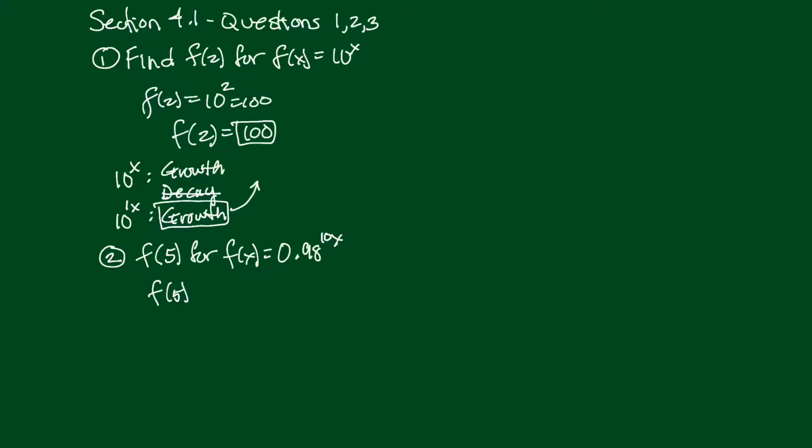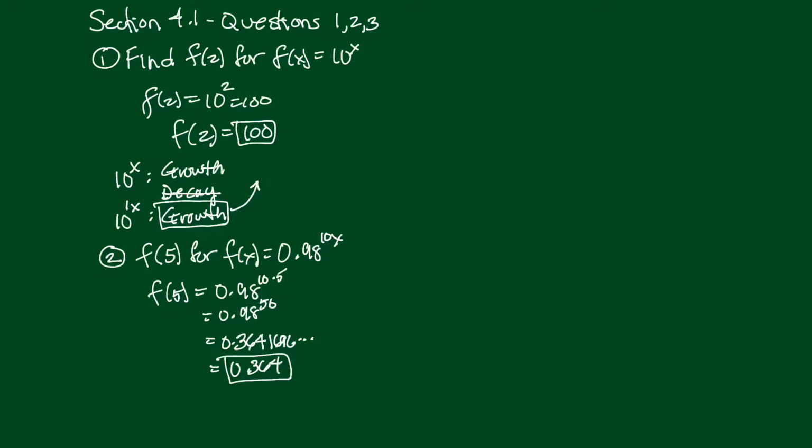So that will give us f of 5 equals 0.98 raised to the 10 times 5. So that's 0.98 raised to the 50th power, and my calculator is giving me, when I do this, 0.364169, and so on. But what we're asked to do here is to round to 3 decimal places. So I'm going to round to that place right here. So I'm going to claim that this is 0.364.